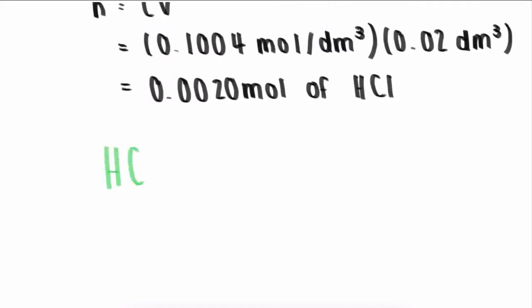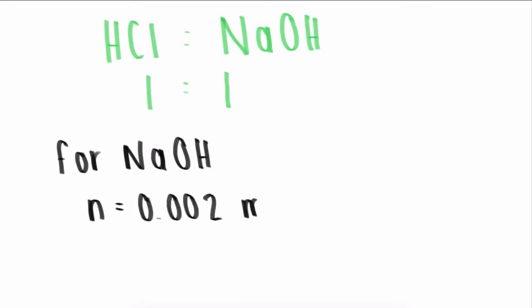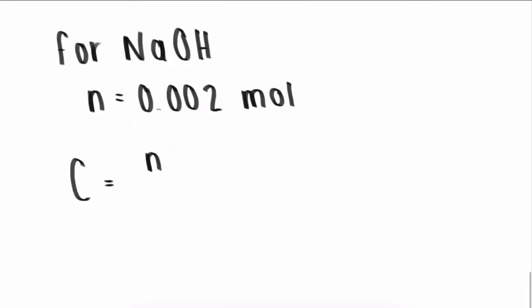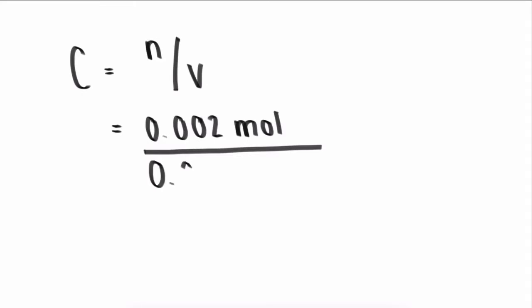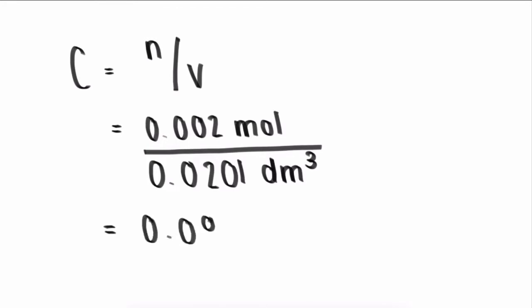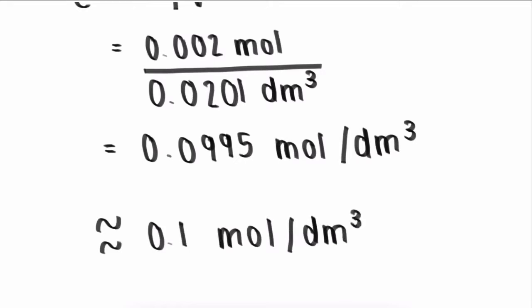The molar ratio between HCl and NaOH is 1:1. So we also have 0.002 moles of sodium hydroxide reacting. We now know the volume of our analyte and the number of moles, so we are ready to solve for concentration. We substitute the moles in and the average volume reading from our burette, and we solve for the concentration of sodium hydroxide as 0.0995 moles per decimeter cubed, which we could approximate to be 0.1 moles per decimeter cubed.